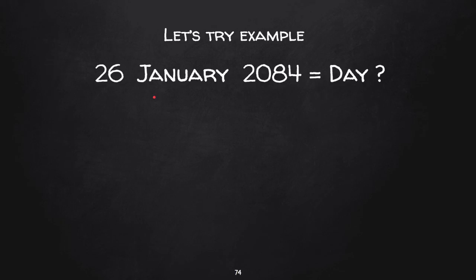What is the day of the week on 26 January 2084? Well, our solution becomes 5 plus 6. Wait, 2084 is a leap year. Don't forget, in leap years, we reduce the code of January by 1. Then our solution becomes 5 plus 5, not 5 plus 6.